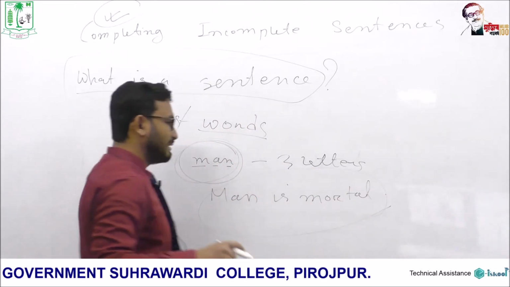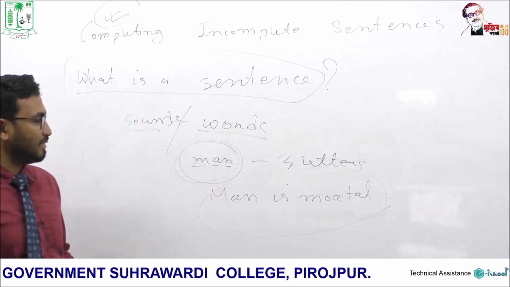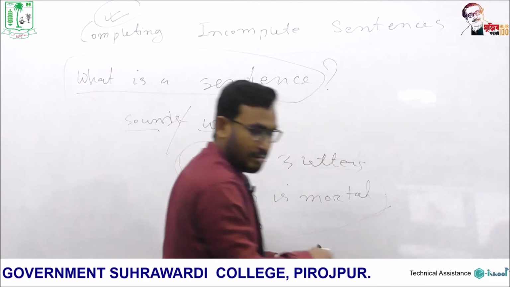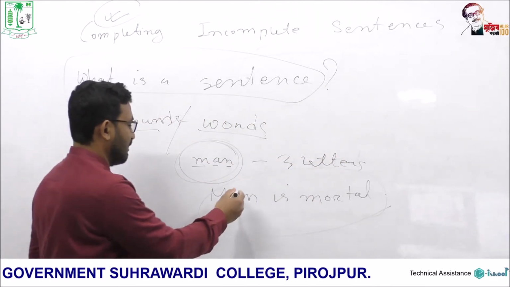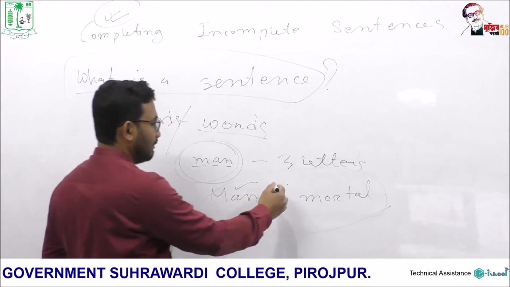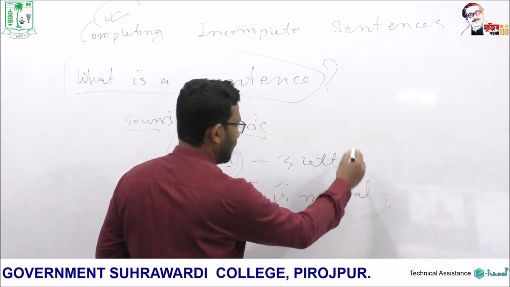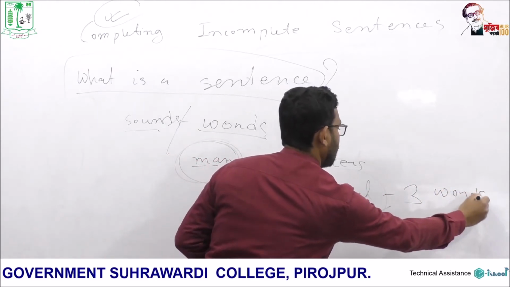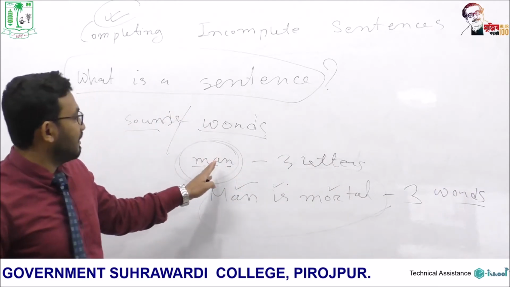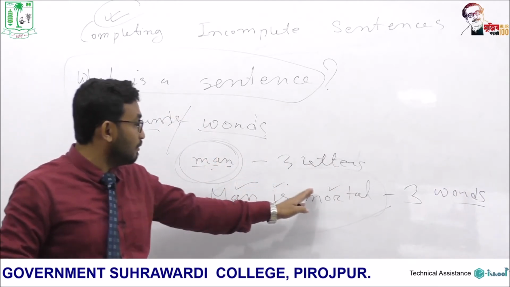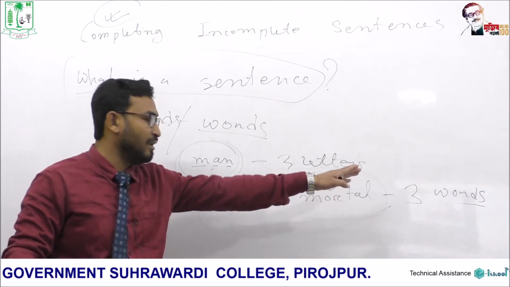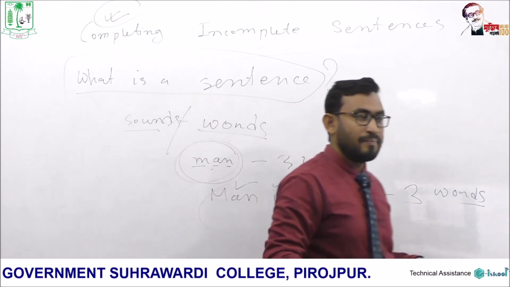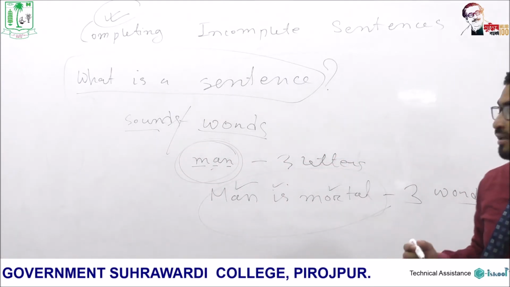Yes, this is a complete sentence. Man is mortal. So how many words have been used here? Man 1, is 2, mortal 3. So three words. Three letters make one word, man. Three words, man is mortal, make a sentence. So when a group of words together give a sense, we call it a sentence.